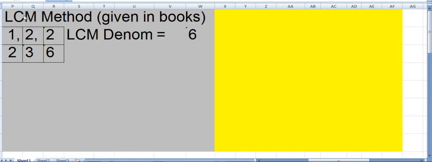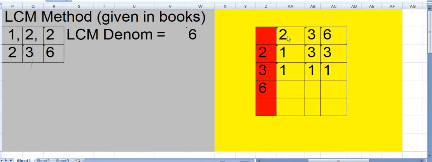We'll start with the LCM method. The LCM method is 1 upon 2, 2 upon 3, 2 upon 6. This is the first option, A. So what we have to do is find the LCM of the denominators, 2, 3 and 6. Now how to find the LCM? You can check my earlier video. I'll show you here also.